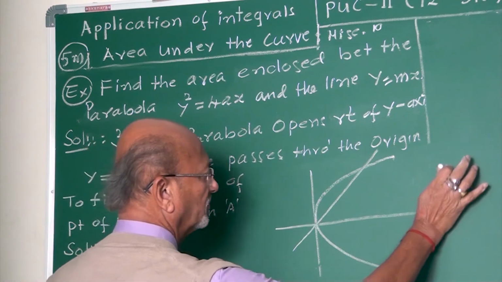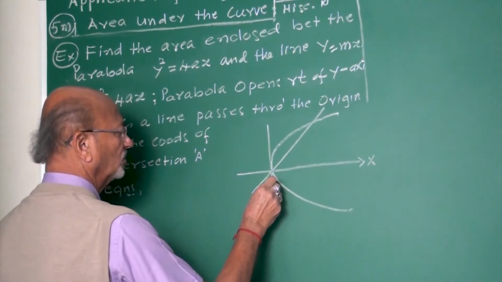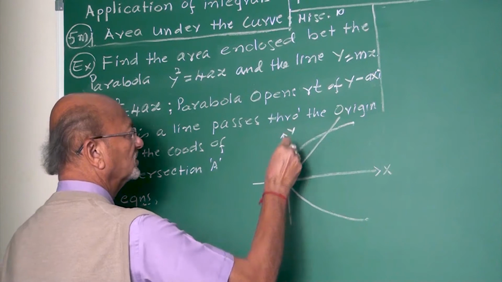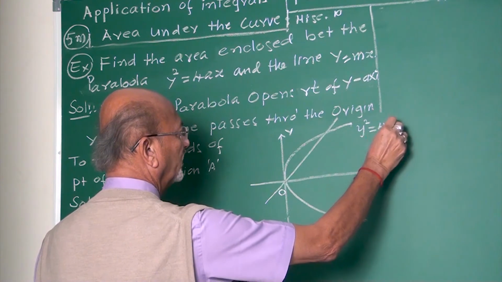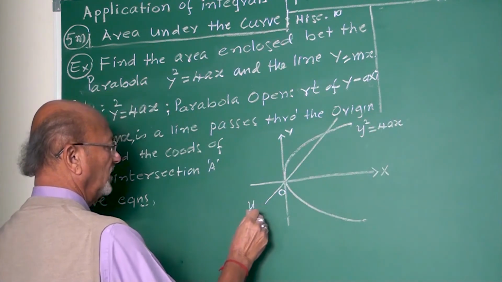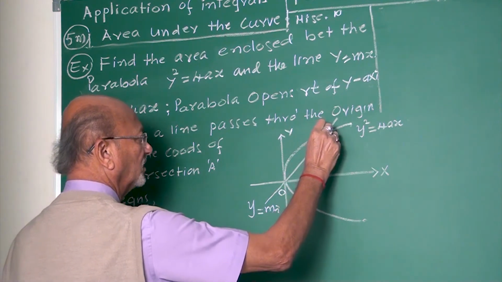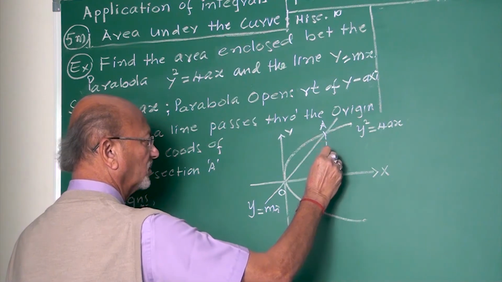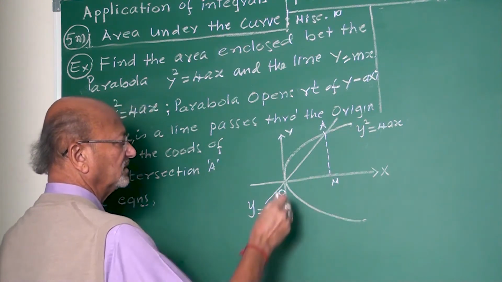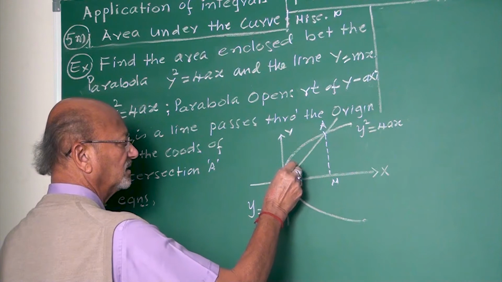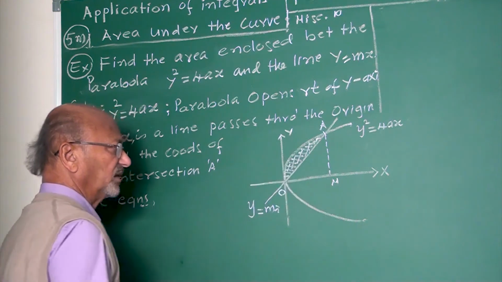Then this is, my friends, the x-axis. This is the origin. This is the y-axis. This is the parabola y square equal to 4ax. This is the line y equal to mx. This is their point of intersection A. From here, I draw a perpendicular which cuts the x-axis at M. Then this is your required area.